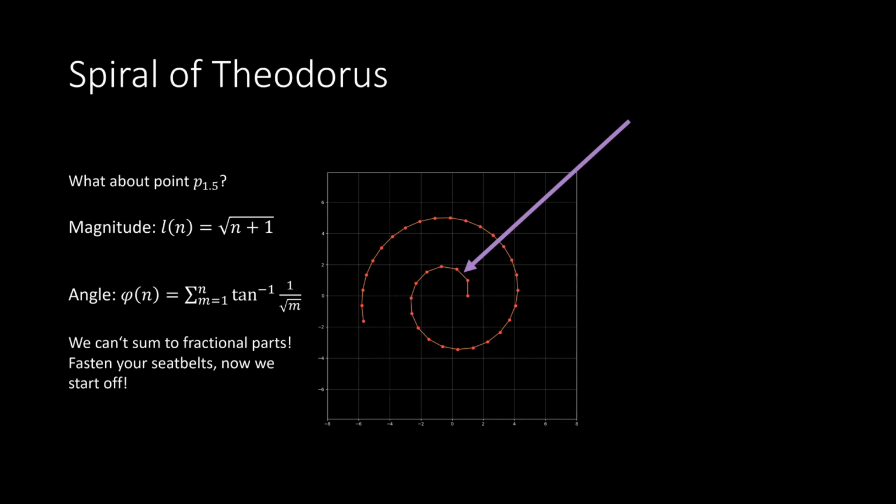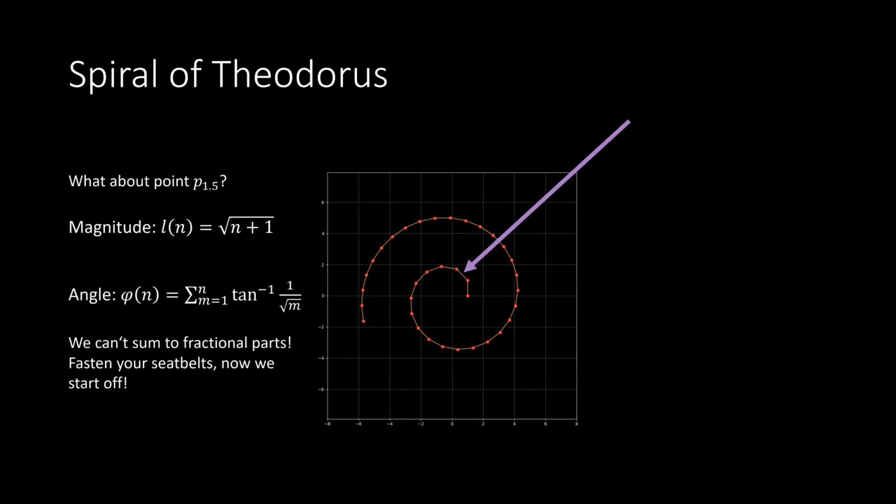So if we want to have our data for the point p 1.5, so n is then 1.5, the magnitude or the distance from the origin of the point is no problem. We can just put 1.5 into n for the square root of n plus 1 and we get the square root of 2.5. So no big problem there. We don't have to change anything for that formula. It's already working well on numbers that are non-integers.